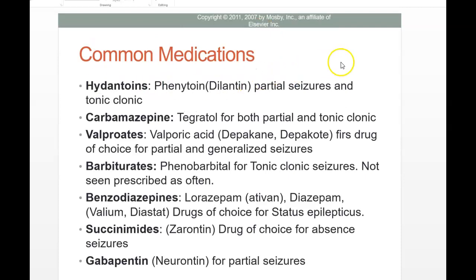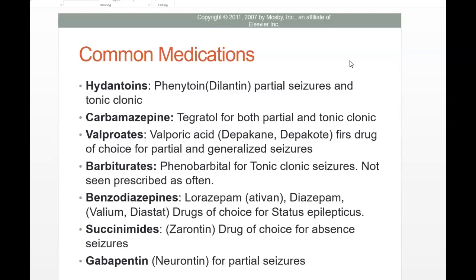Common medications that you may see used in people who have a seizure disorder are hydantoins, which are Phenytoin or Dilantin, that's used for partial seizures and tonic-clonic. Carbamazepine, which is Tegretol, and that's used for both partial and tonic-clonic seizures. Valproates, or valproic acid, which is Depakote. That is a first drug of choice for partial and generalized seizures oftentimes.